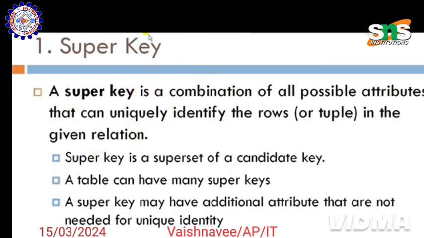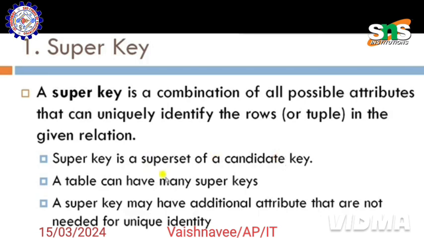So a super key is a superset of a candidate key. A table can have many super keys. As we saw before, there are email ID, Aadhaar ID, department ID. These are all said to be super keys. A super key may have additional attributes that are not needed for unique identification.